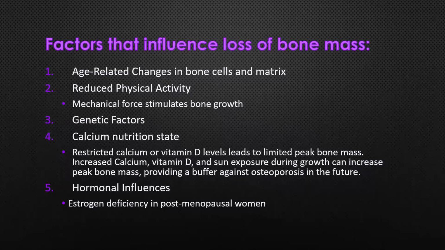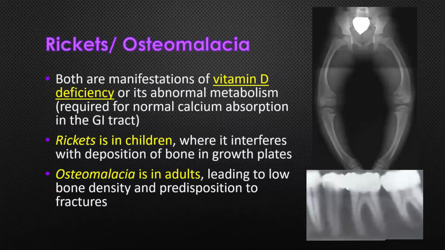And the last slide, we just talked about how women lose bone more rapidly than men. We're on an average of like 8% per decade for women, 3% for men. Some of that may have to do with hormonal influences, so estrogen deficiency in postmenopause. All right, so what's rickets and osteomalacia? If you remember from oral path, that's your vitamin D deficiency. Rickets in children, osteomalacia in adults.